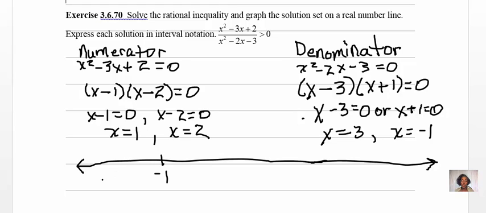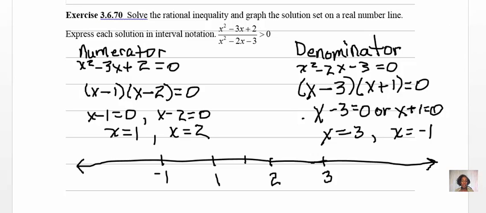So anything left of -1 forms an interval. Anything between -1 and 1 forms an interval. Anything between 1 and 2 forms an interval. Anything between 2 and 3 forms an interval. And anything to the right of 3 forms an interval. So those are my 5 intervals.